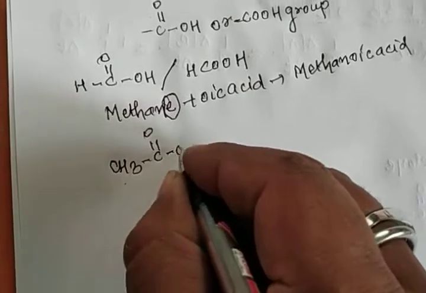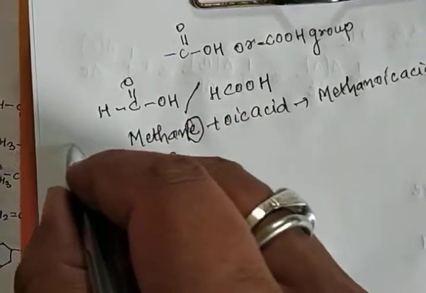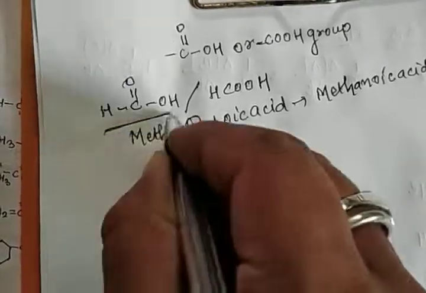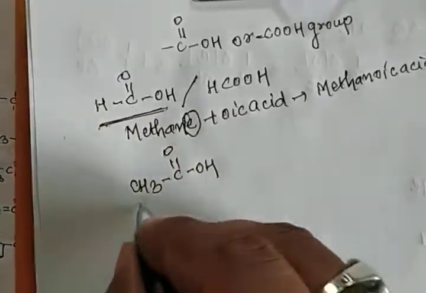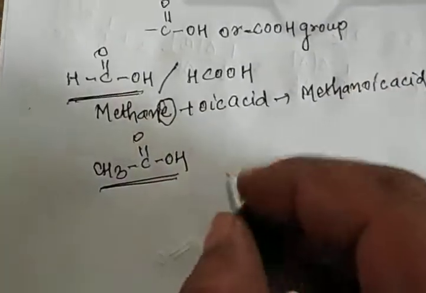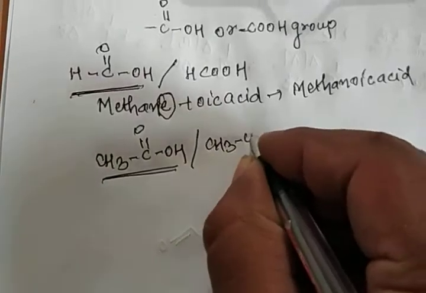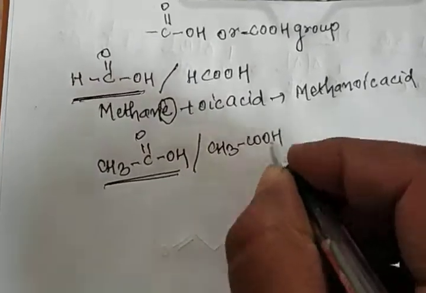The common name of this formula is formic acid. Just note down formic acid, the common name. And the common name of this formula you know very well. This is called acetic acid. So now we can also write CH3COOH.